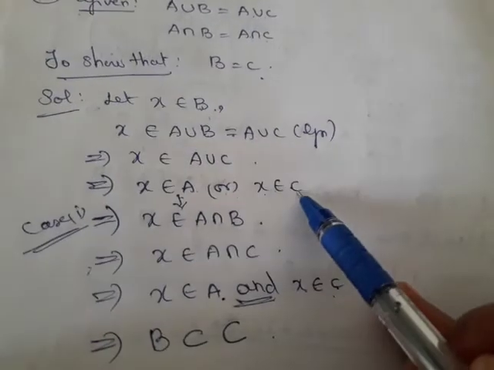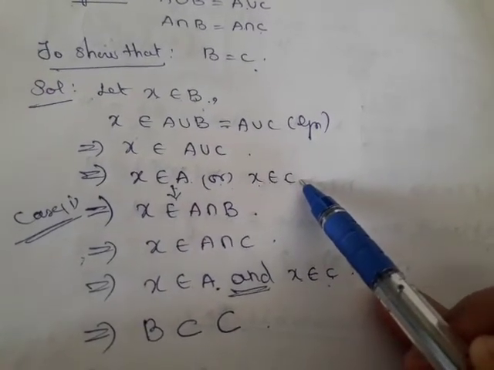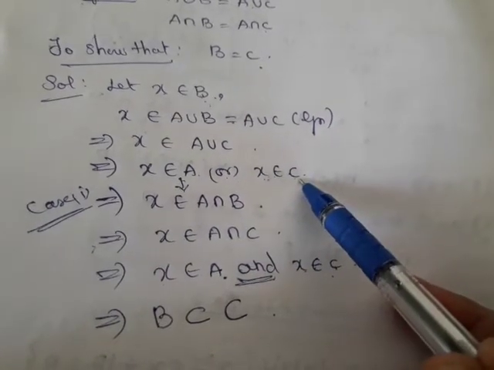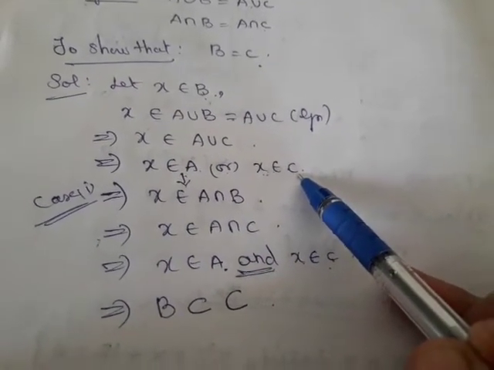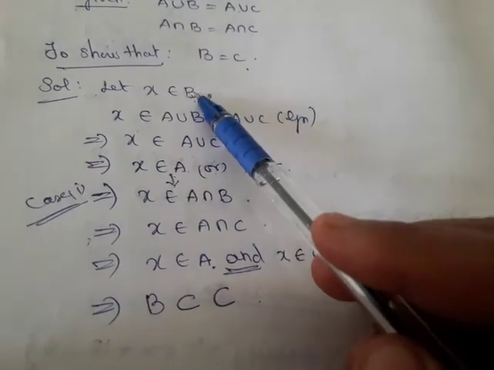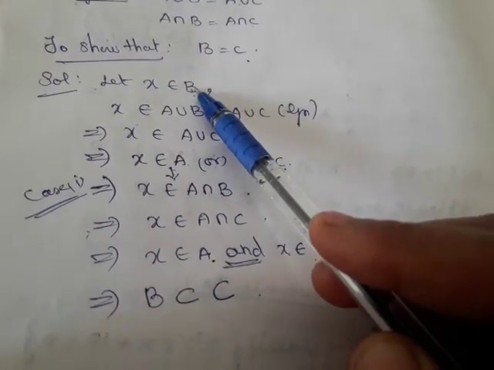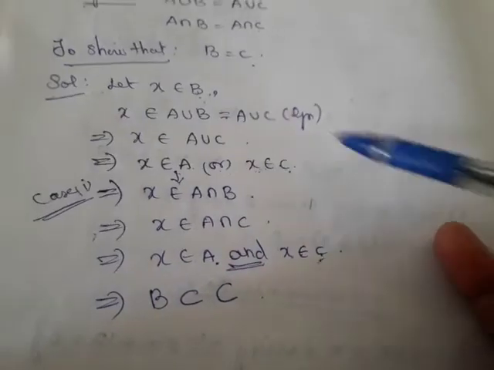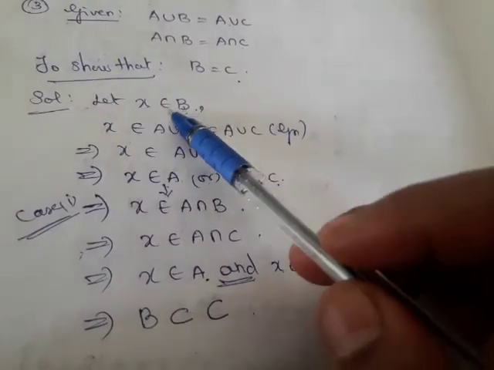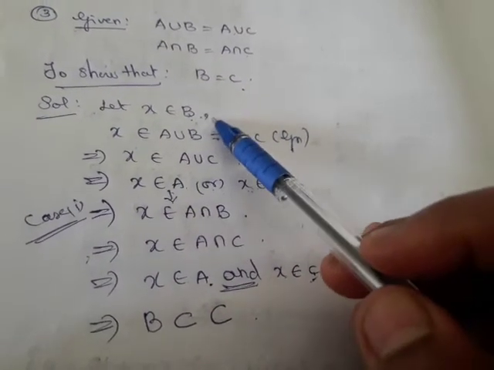Suppose X belongs to C, in this step itself we will get a conclusion that X belongs to B and X belongs to C, therefore B is a subset of C. Now to prove B equal to C, we need to prove the other way also. We should start with an element of C and we should end with an element of B. The same argument we can repeat. Instead of B, we can take X belongs to C. If X belongs to C, what will happen?